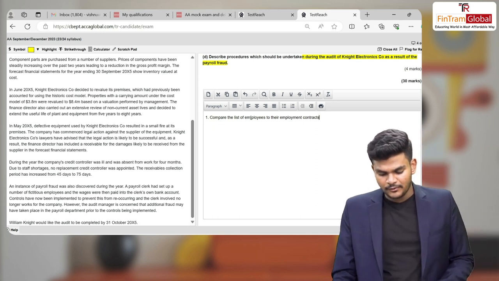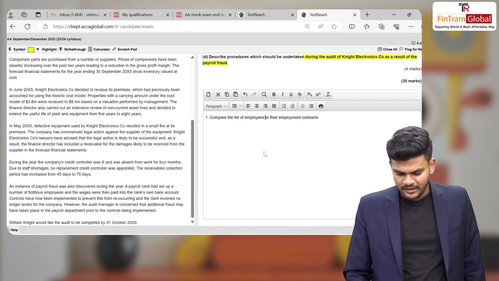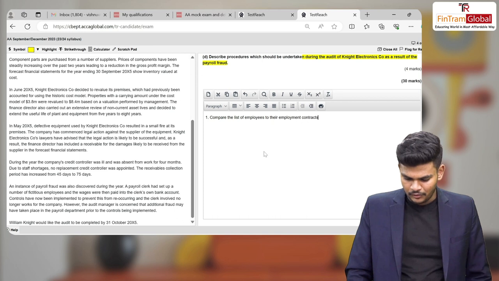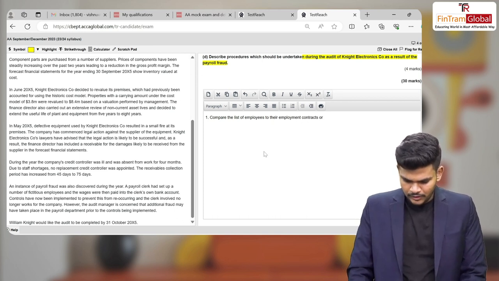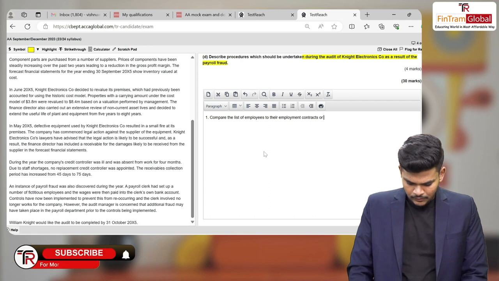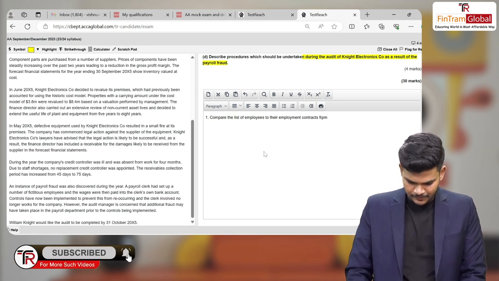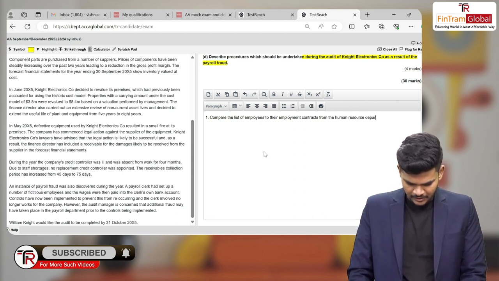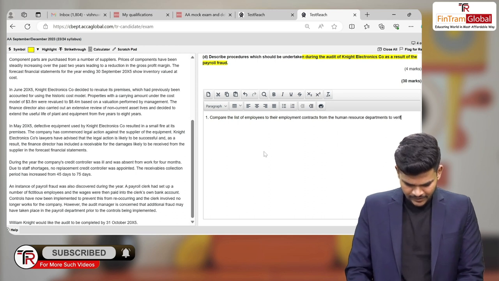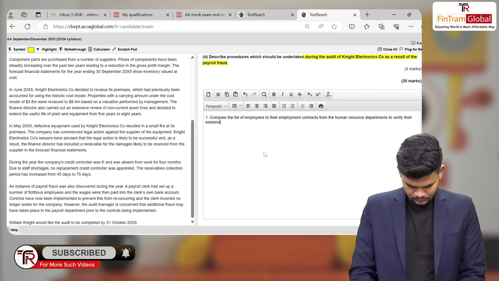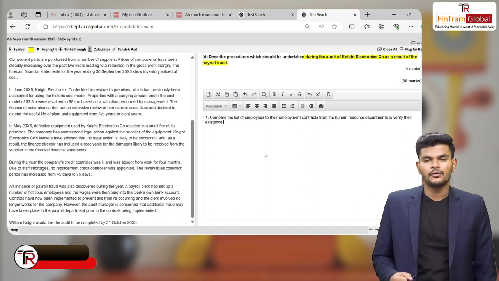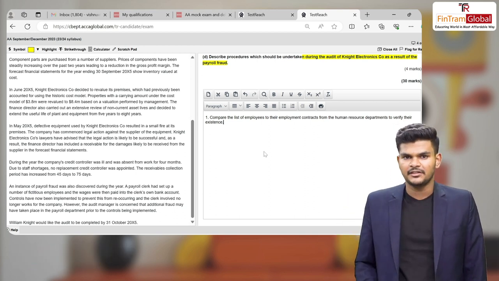Now, what we are trying to do here is take the list of employees and compare them to their employment contracts, or employment contracts from the human resource department, to verify their existence. Like, are they actual employees of the company or not? Okay, folks, or is it a fictitious or bogus employee, as we call it, right?